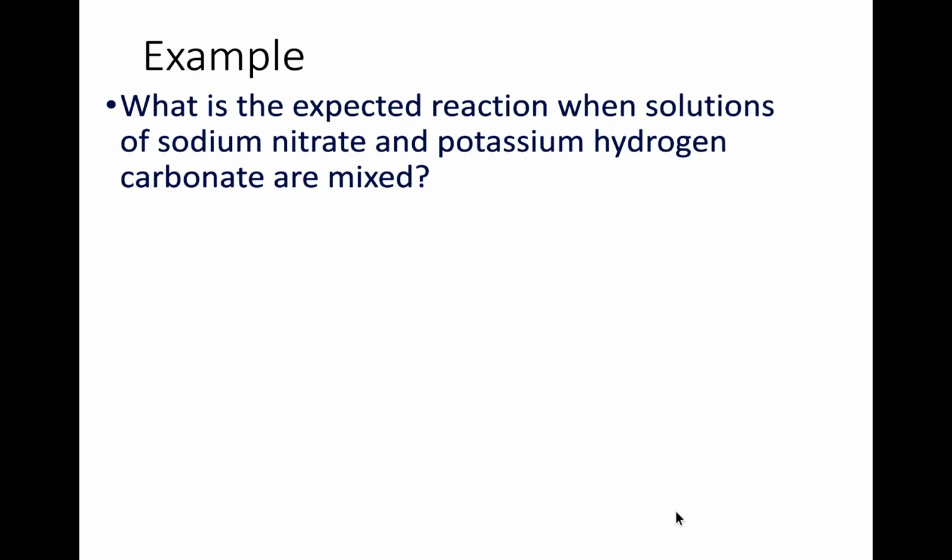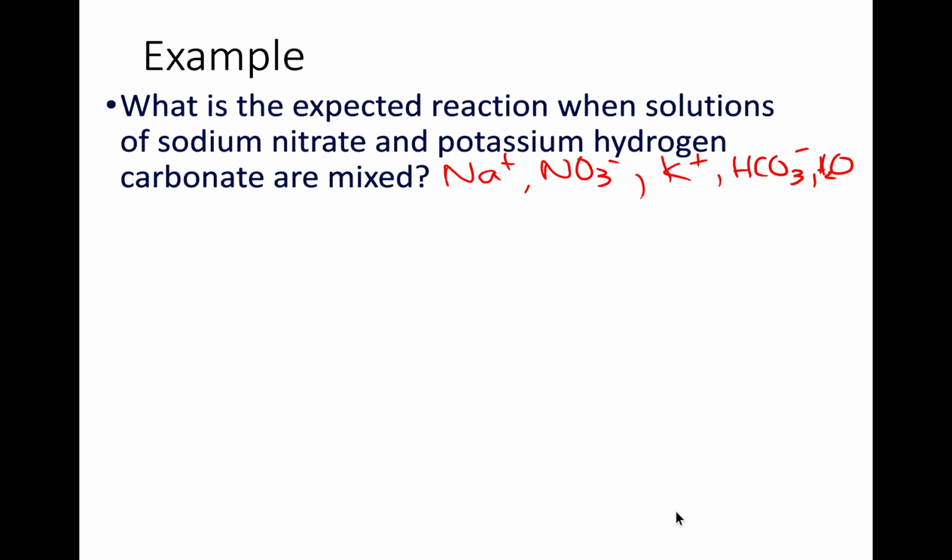So let's look at our first example. We have a solution of sodium nitrate. So we're going to break that apart, Na positive and NO3 negative, and potassium hydrogen carbonate. So potassium is K positive, hydrogen carbonate would be a polyatomic ion. And you have a solution, which means this is in water, so water would also be present.